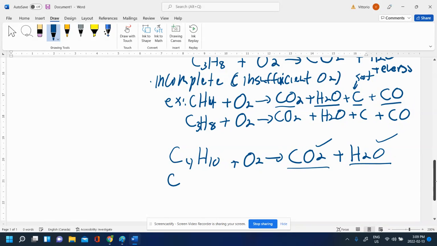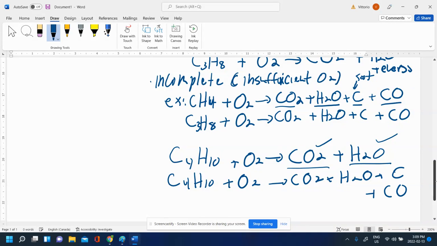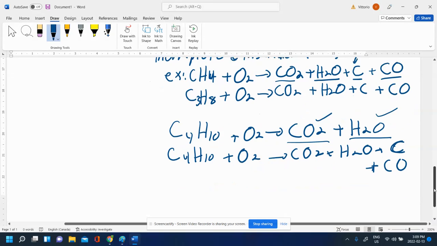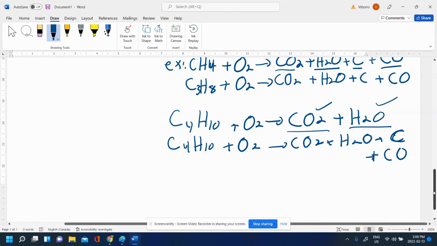If I had given you this instead, C4H10 plus O2, and then I wrote CO2 plus H2O plus C plus CO, you would have known that's an incomplete combustion and insufficient amounts of oxygen were present in that reaction.